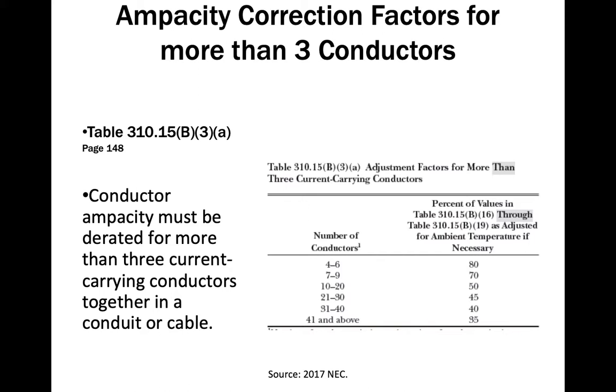Now, a few words about conductors in a pipe. 310.15(B)(16) is the ampacity table, which is based upon 3 current carrying conductors in a pipe.